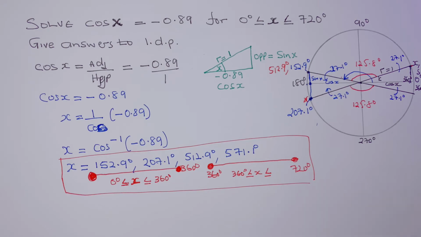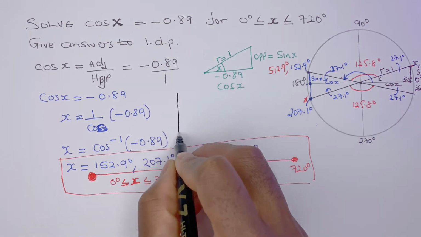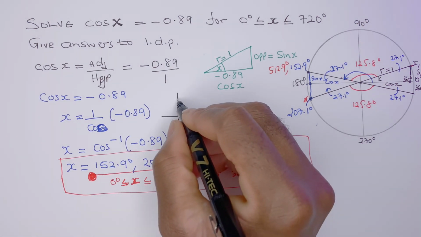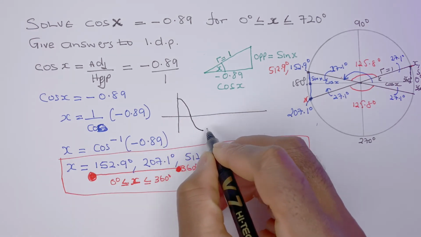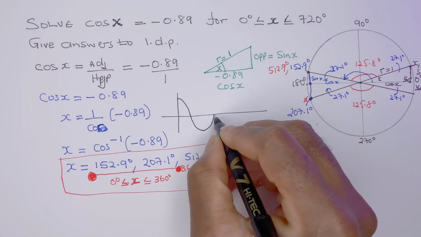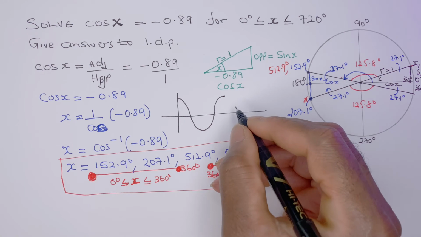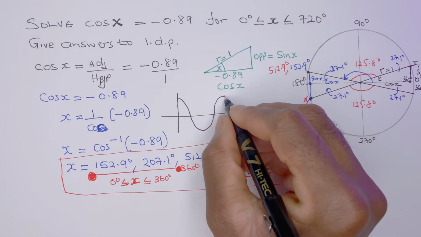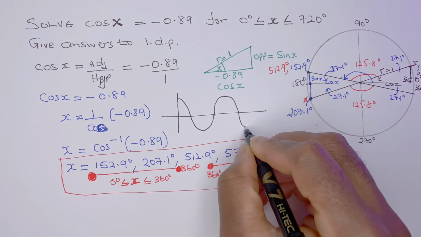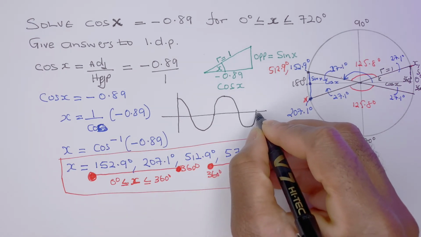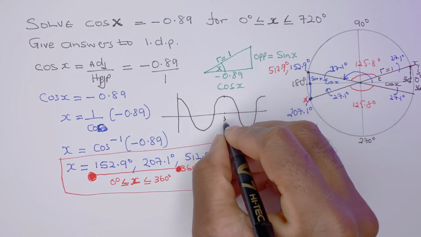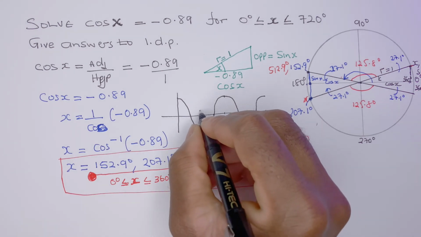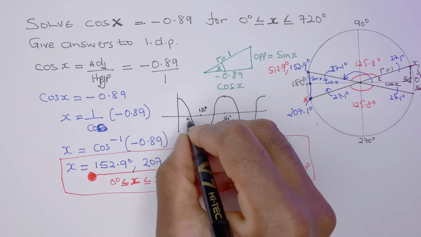I could also find this by using the cosine graph. If I'm drawing a cosine graph, the cosine starts from 1, to 90, 180, 270, 360. So that's a cosine graph. And then it goes all the way back up to 1 again, and on to 720. So here is 360 degrees. This is 180 degrees. That's 90.